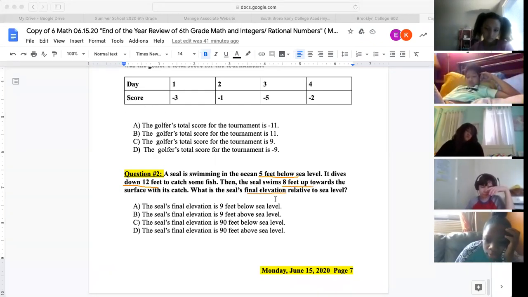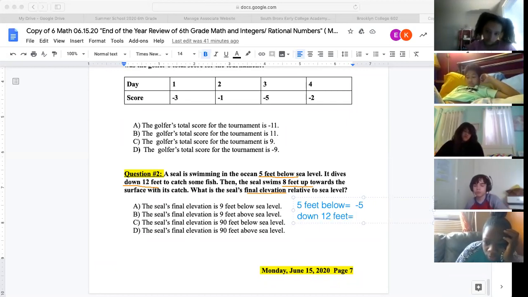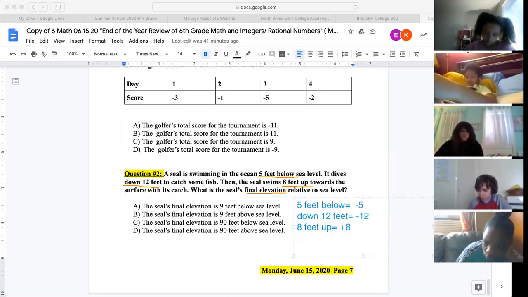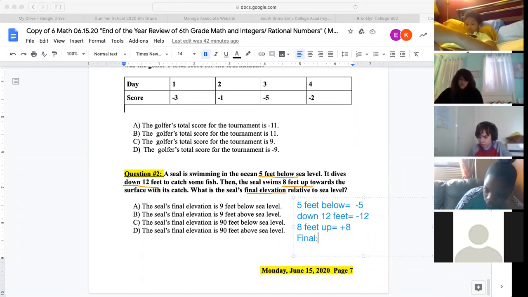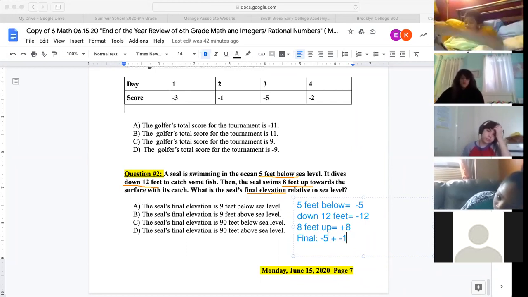All right, Chris, you can help me out here because I forgot some stuff. When we have 5 feet below, is that positive or negative? 5 feet below is negative, the -5. Now we go down 12 feet. Is that a positive or negative integer? Negative. Good. And now I'm going to say 8 feet up. What kind of integer is that? Positive 8. So now, Chris, again, we have to find the final elevation. What are we going to do with these numbers? We're going to add them up.